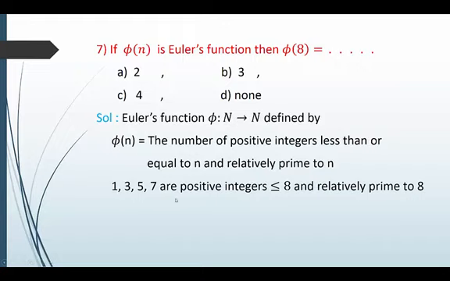Now 1, 3, 5, 7 are positive integers less than 8 and relatively prime to 8. 1 and 8, their GCD is 1. 3 and 8, GCD is 1. 5 and 8, GCD is 1. 7 and 8, GCD is 1. Means these numbers are relatively prime to 8. So 1, 2, 3, 4 numbers. Answer is C option, 4.